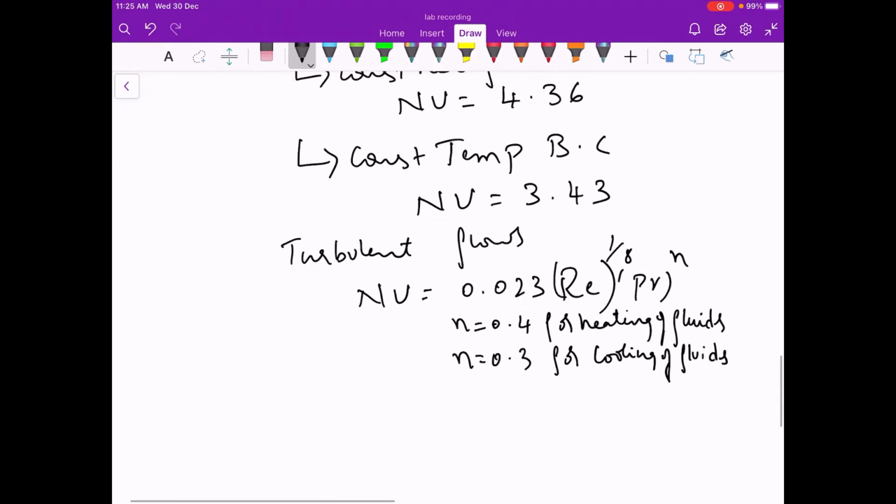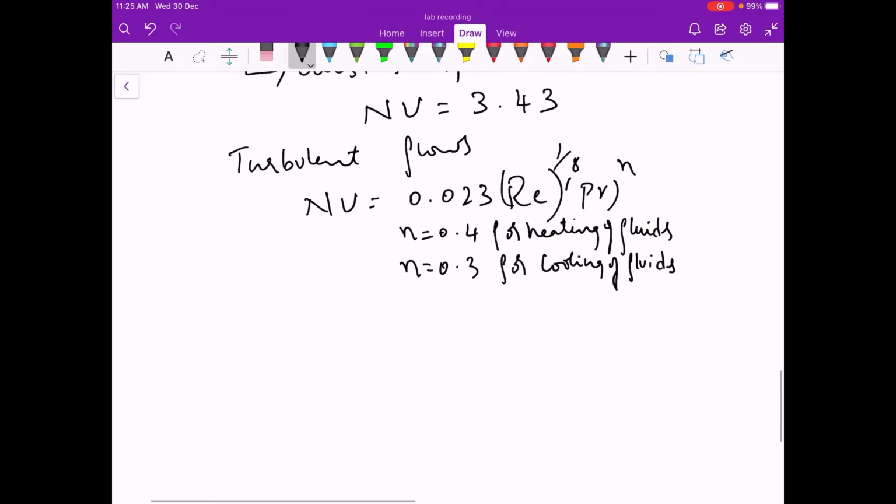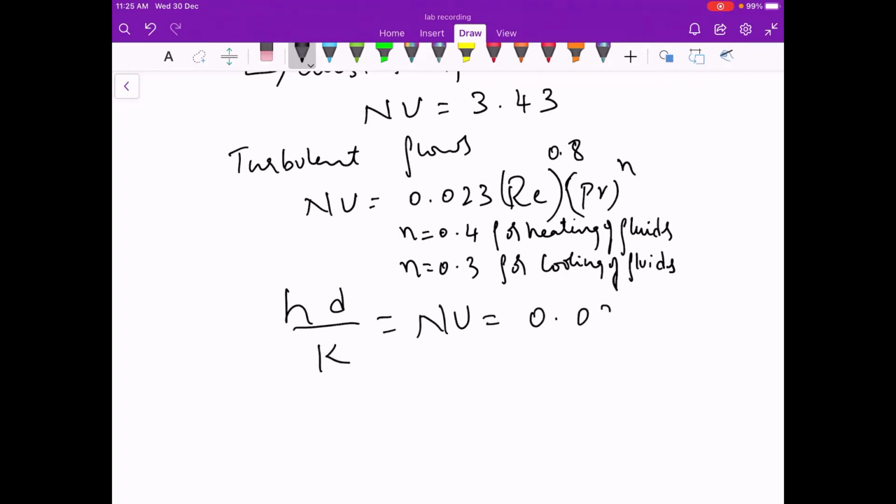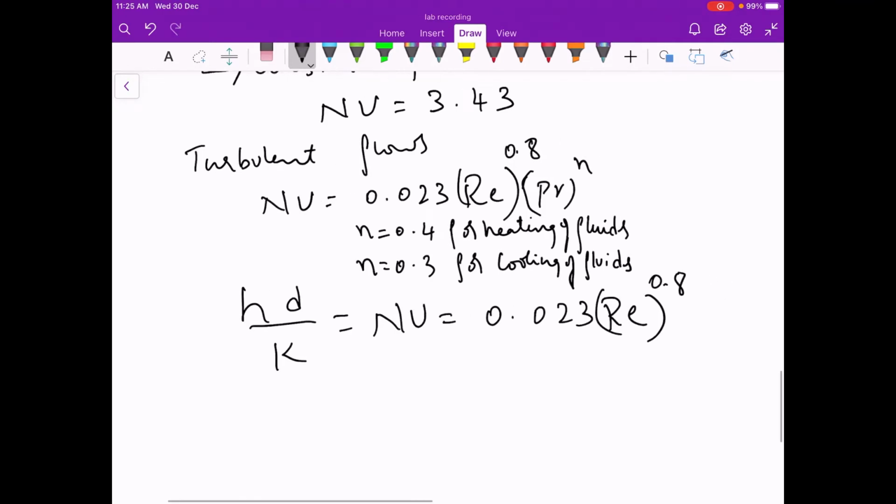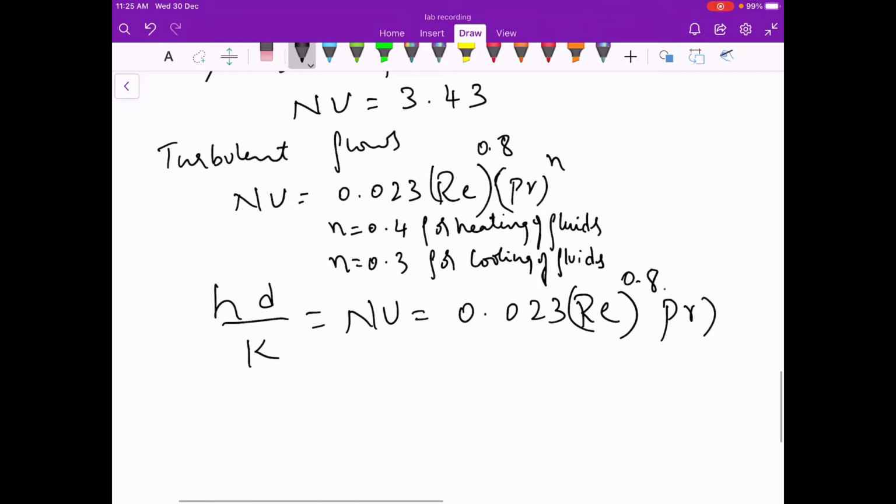Is it okay, guys? So Nu is equal to 0.023 Re to the power of, sorry, it is not 1 by 8, it is 0.8. Please make a correction here. It is Re to the power of 0.8, Prandtl number to the power of n, where n is equal to this. So basically Nu is what? Again here it is hd by k, which is equal to Nu, which is equal to 0.023 Re to the power of 0.8 and Prandtl number to the power of n.